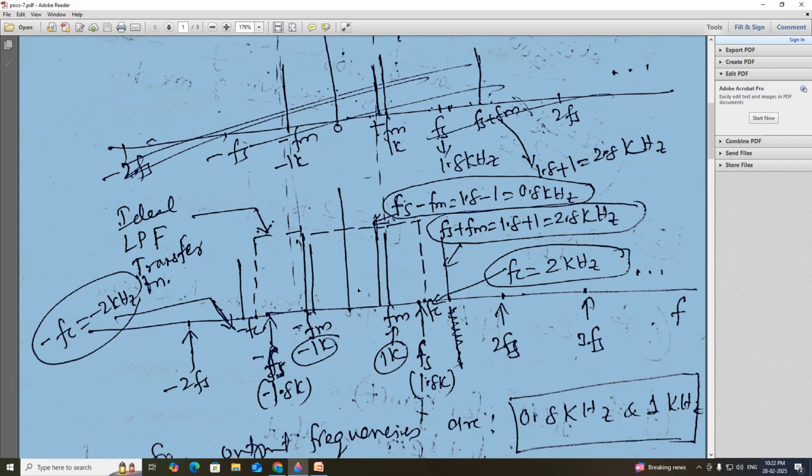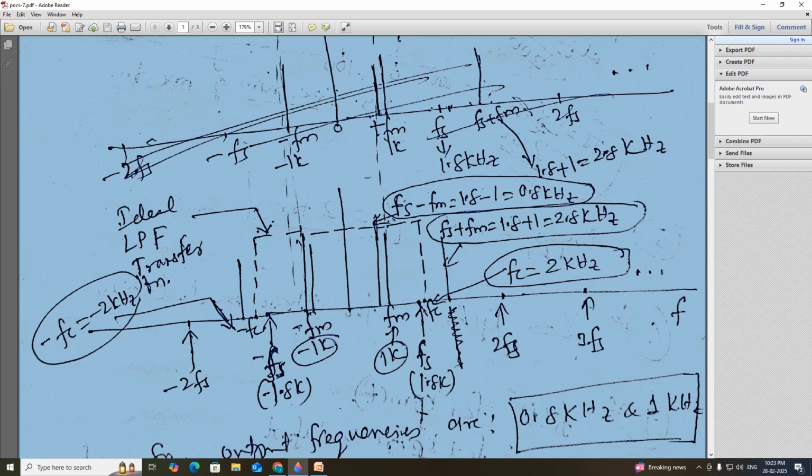Similarly we have the negative side. Now this dotted rectangle shows the frequency response of the ideal low pass filter, that is the passband of the low pass filter, or you can say its transfer function. Whatever frequency lies within the passband is passed. Fc is the cutoff frequency of the low pass filter, which is equal to 2 kHz. Note here that fc is greater than fs. Fs is 1.8, fc is 2. So this is the passband of the low pass filter.